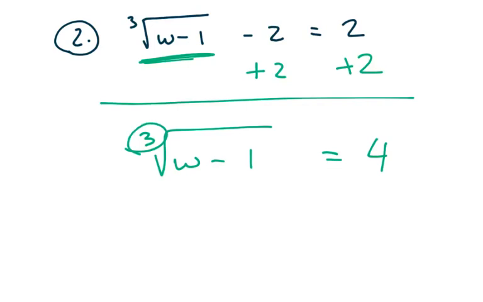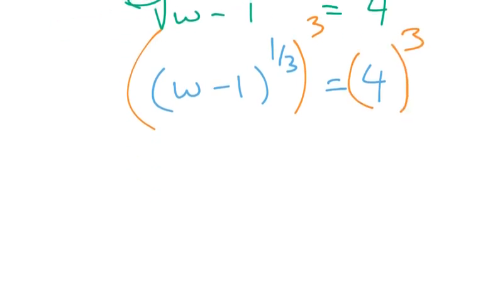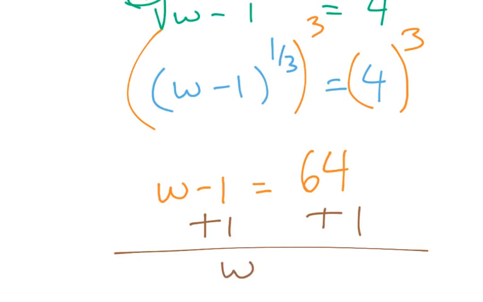Now, because the index is 3, this is actually the same thing as w minus 1 raised to the 1/3 power equal to 4. So now, to get rid of the 1/3, I'm going to raise both sides to the 3rd power. And this will give me w minus 1 equals 4 cubed. So hopefully now you're comfortable with the fact that 4 cubed is 64 and not 12. In other words, 4 cubed means 4 times 4 times 4, which is 64. And again, to finish it off, we'll add 1 to the other side, and w will equal 65.